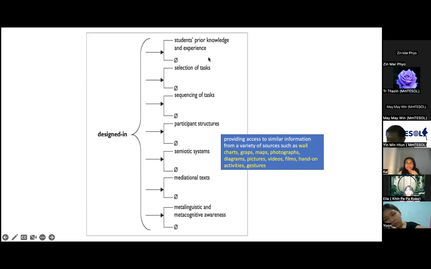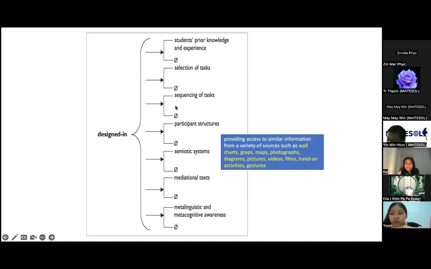So when we select the task, we need to be very careful. We need to remind ourselves, we need to recall what language items the students have learned and what knowledge they have already got. We need to consider these things when we select the task.